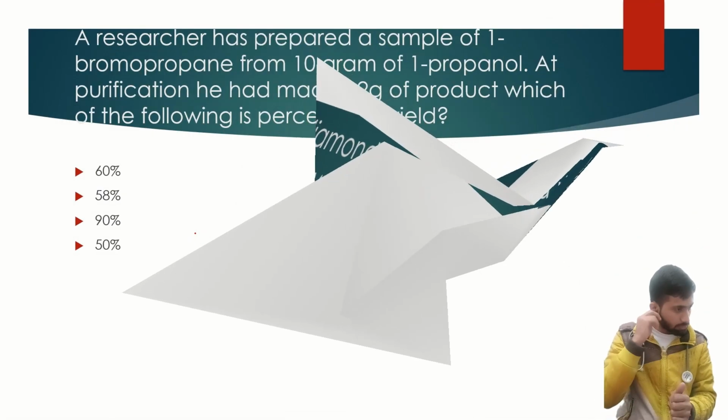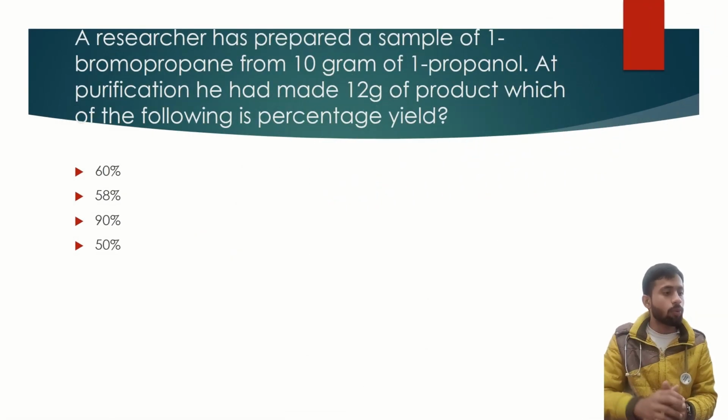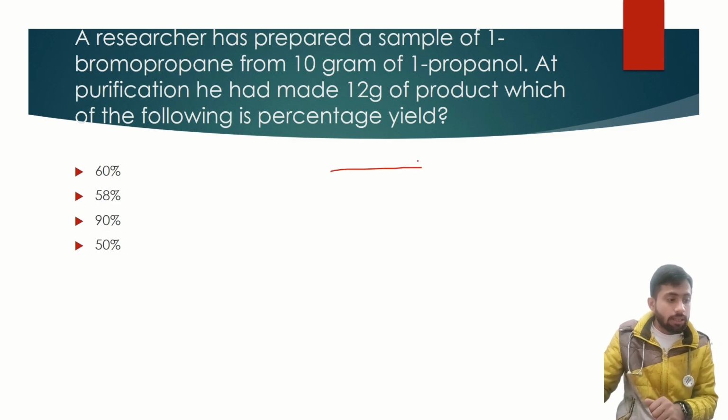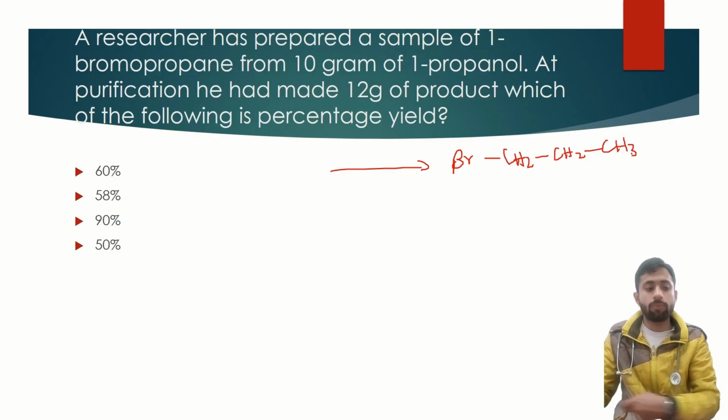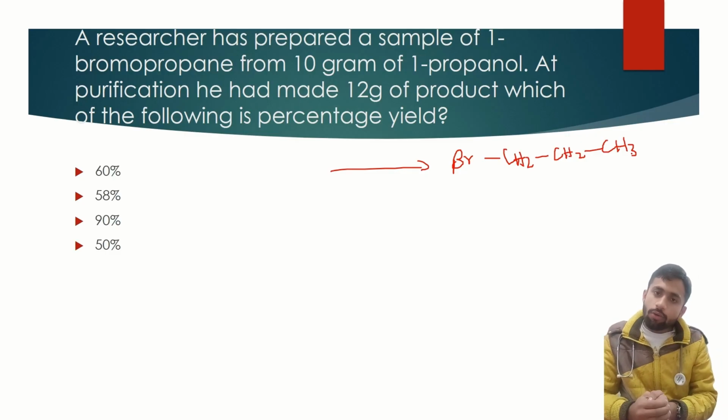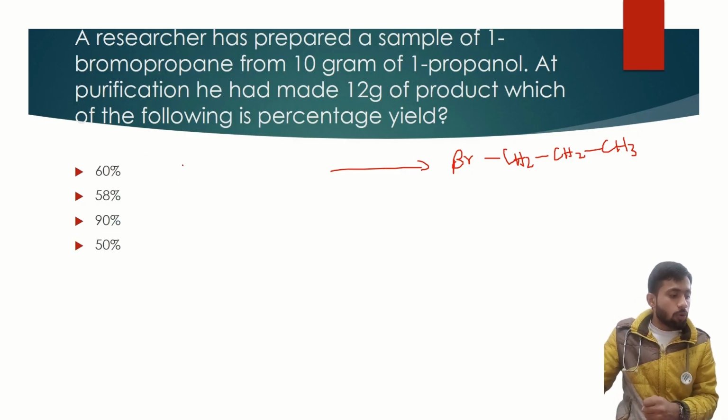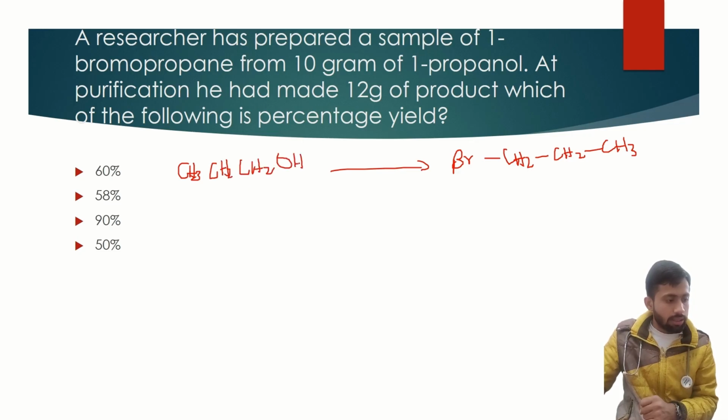A researcher has prepared a sample of 1-bromopropane. Okay, let's just write it down: CH3, CH2, CH2, Br. This is the basic structure of 1-bromopropane. I hope you have learned it in your FSc. From 10 grams of 1-propanol, CH3, CH2, CH2, OH, he has basically taken 10 grams of this. And after purification, he made 12 grams of the product.